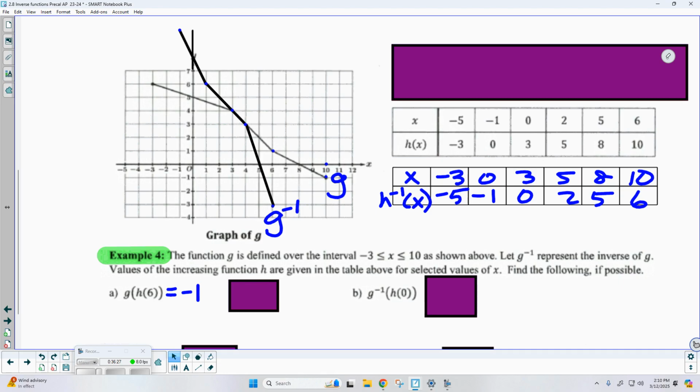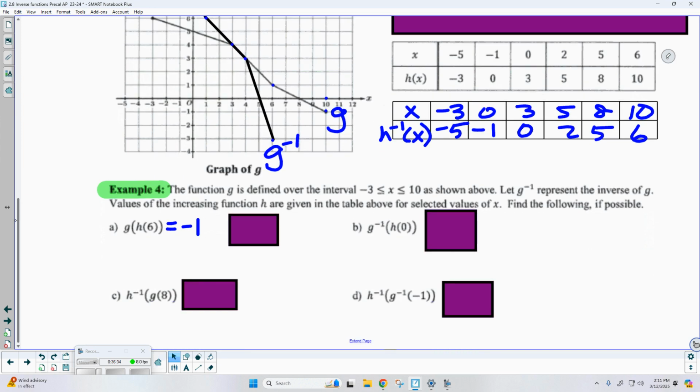I'm going to give you a minute. I want you to try these last examples, B, C, and D. We'll get the answers, and we'll talk about them if needed. That's all we got. That'll be our day.